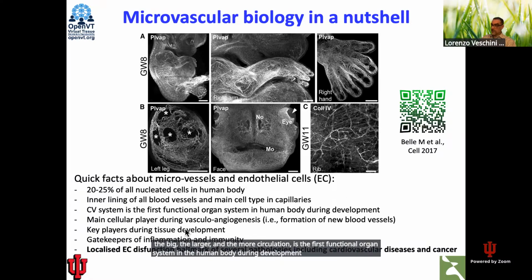Endothelial cells are the main cellular players during vascular angiogenesis, which is the formation of new blood vessels during tissue development, by angiocrine signaling, and they are gatekeepers of inflammation and immunity. And when we discuss disease, localized endothelial cell dysfunction is a hallmark of several pathologies, if not many, including cardiovascular disease and cancer, if not all.